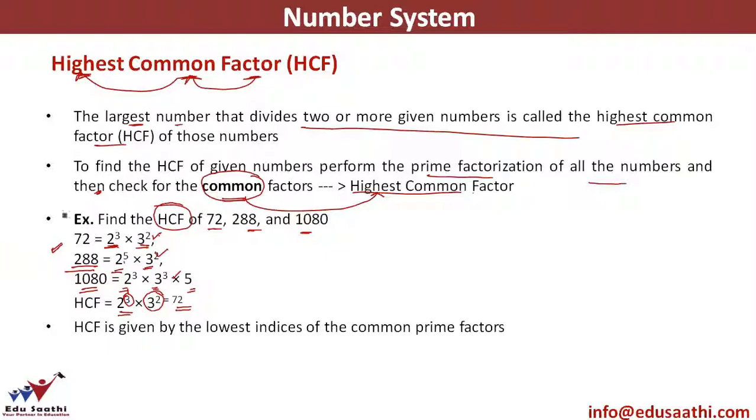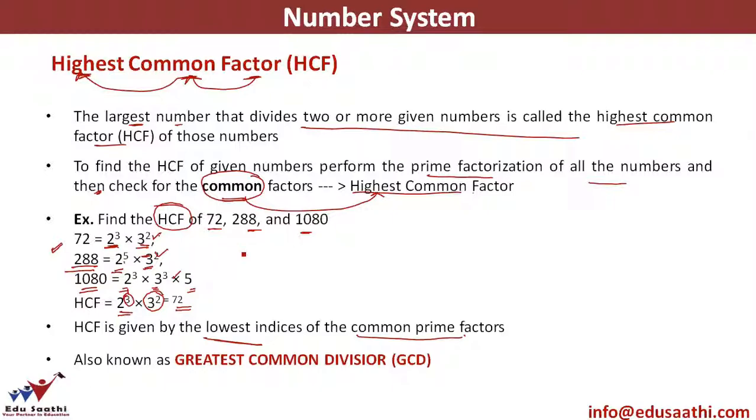HCF is given by the lowest indices of the common prime factor. Lowest, why? Because it has to be common in all the three. So whatever is the minimum would be the common. HCF is also known as GCD, greatest common divisor.